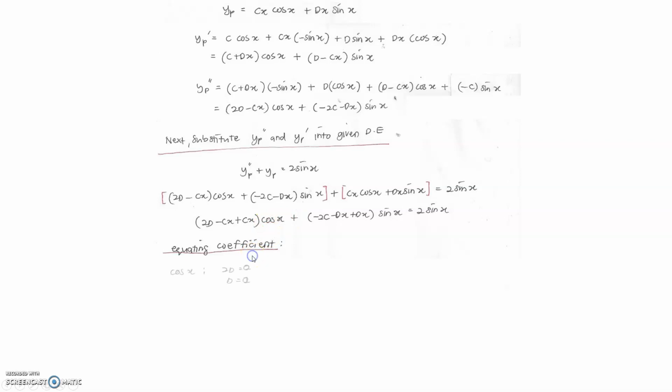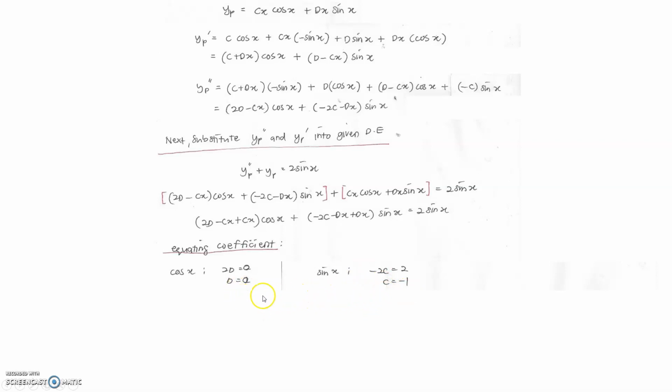For cos x, 2d is equal to 0, right? Because on this side you don't have cos x, on this side you have 2d only, because the other terms cancelled out. So 2d equal to 0, so d equal to 0. For sin x, negative 2c is equal to 2, so c is equal to negative 1.